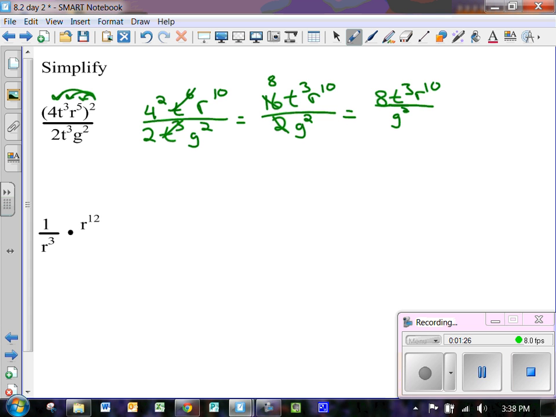And our bottom one here: 1 over r to the third times r to the 12th. So multiplying those, you would get r to the 12th over r to the third, because remember when you multiply fractions, they go straight across. If there's nothing on the r to the 12th, it'd be r to the 12th over 1. So then we can just subtract those, 12 minus 3, to get r to the 9th. Just a quick review from yesterday.